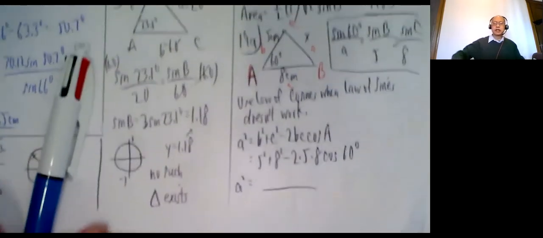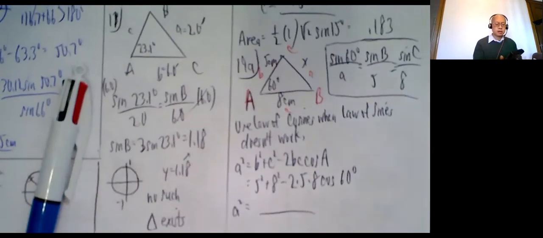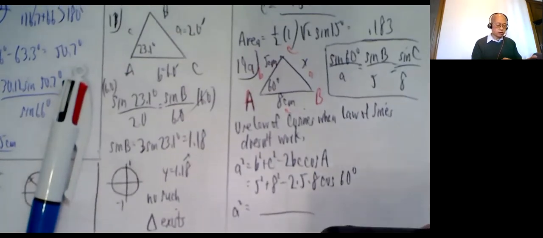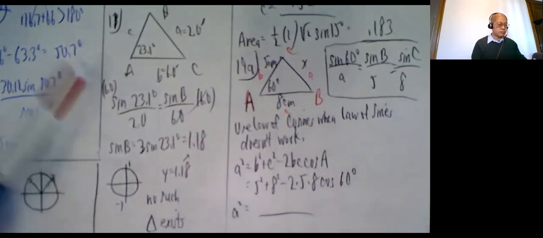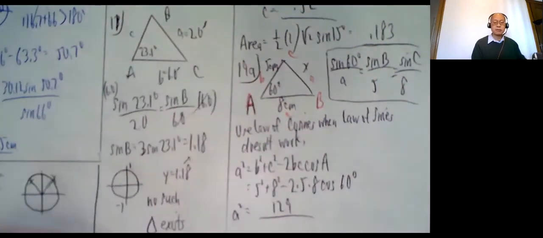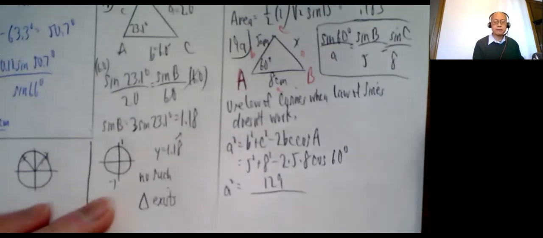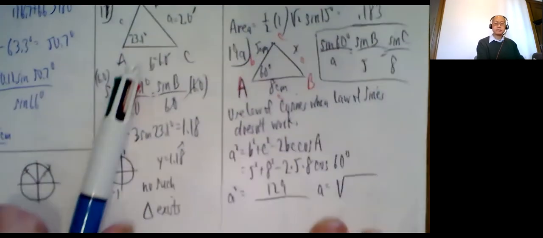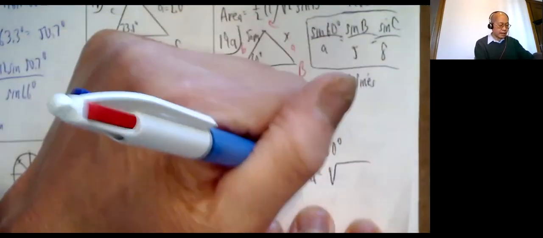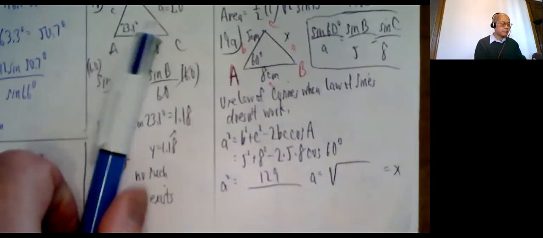Okay, so I just punch this out. 5 squared is 25, plus 8 squared is 64, minus 2 times 5 times 8, that's 80, cosine of 60. That gives 129. That's A squared. So A is the square root of that, which is also the same as X. I should say it's X.